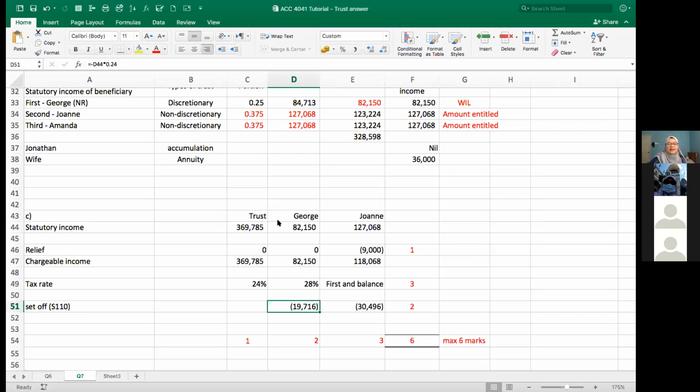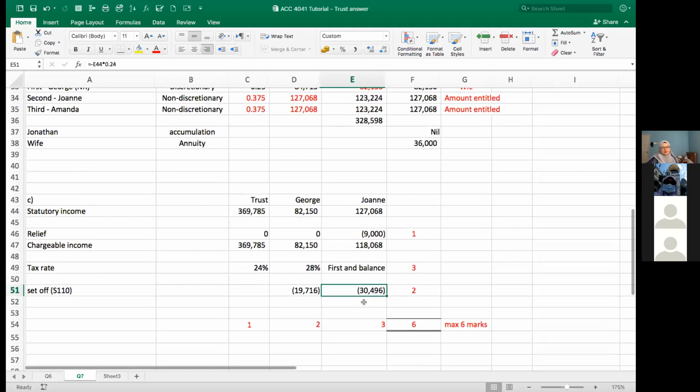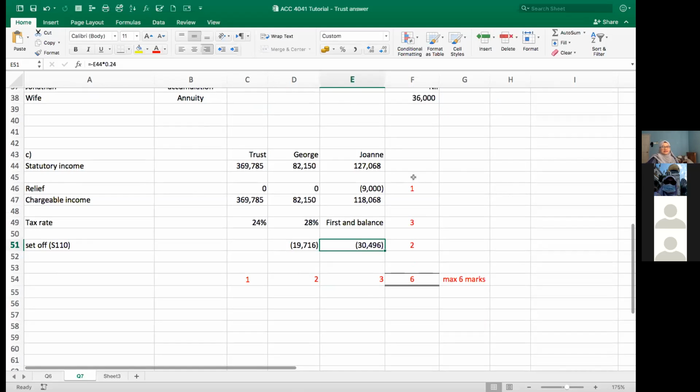So how you compute 19,716 is that whatever income here, is it D44? Yes. Whatever you have here times 24%, because 24% is the tax rate paid by the trust. Similarly for Joanne, whatever statutory income of Joanne times the tax rate paid by the trust, 24%. If you look at here, there are already 2, 3, 6 ticks just here.